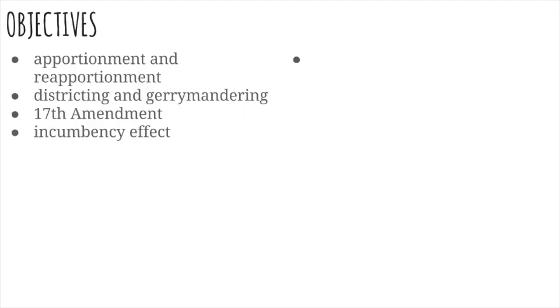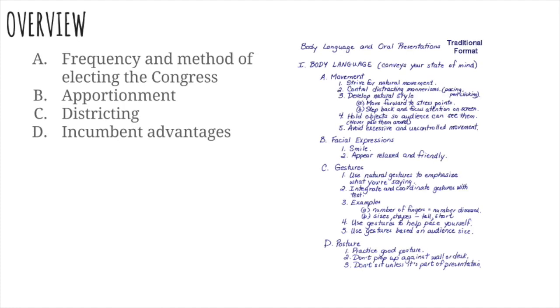In today's lesson, you'll need to learn about some specific terms related to elections like apportionment, districting, gerrymandering, and some of the reasons why incumbents tend to be reelected. Here's your overview. Remember to take good notes.